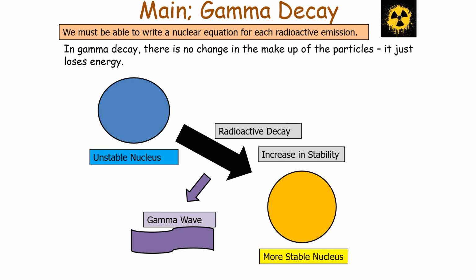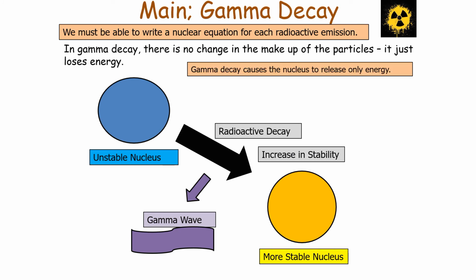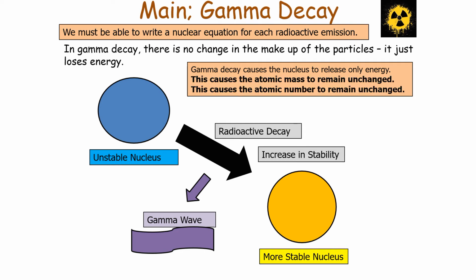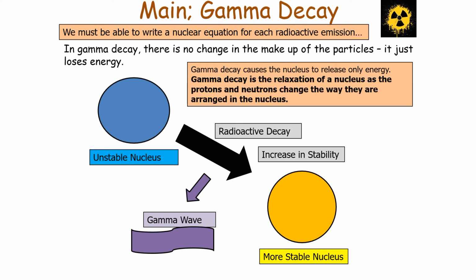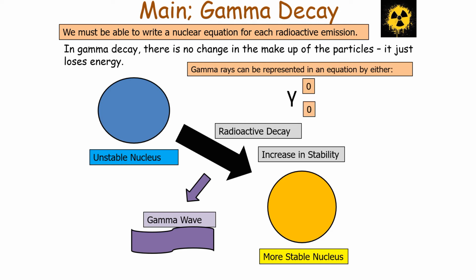Now in gamma decay there is no change in the makeup of particles, the nucleus just loses energy. So gamma decay causes the nucleus to release only energy. It causes the atomic mass and the atomic number to remain unchanged, so the nucleus does not change element after nuclear decay. Gamma decay is not an example of transmutation. Gamma decay is a relaxation of a nucleus as the protons and neutrons change the way they're arranged in the nucleus. Now we can represent gamma rays as gamma 0, 0.